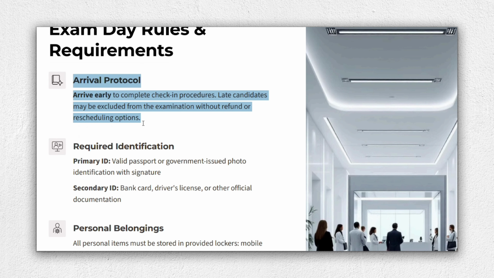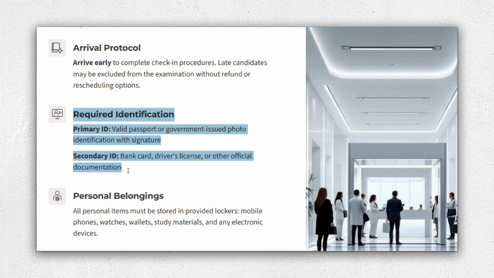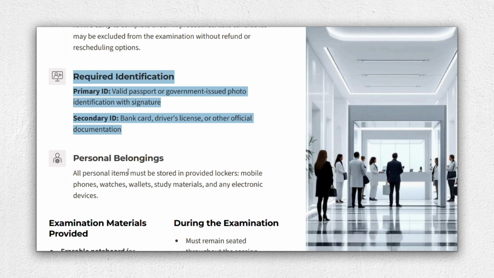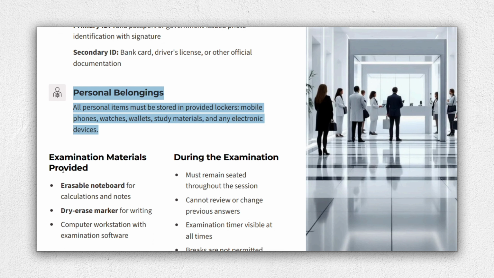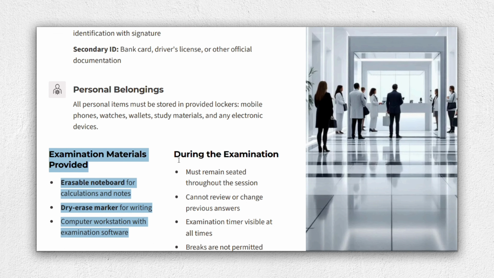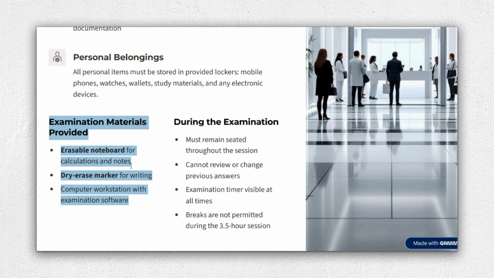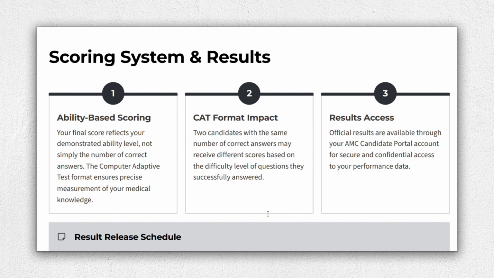Great, now you're registered, but what happens on the actual exam day? Let's walk you through the experience step by step. On the exam day, here's what you should expect. Arrive early. Late candidates may not be allowed in. Bring 2 IDs, primary, passport or government ID with photo and signature, secondary, bank card, driver license, etc. Store all your personal belongings in lockers, no phone, watches, wallets or notes allowed. You'll be given an erasable noteboard and marker. During the exam, stay in your assigned seat, answer each question before moving forward. You cannot go back to previous questions. Once finished, raise your hand, return your material and your exam is complete.